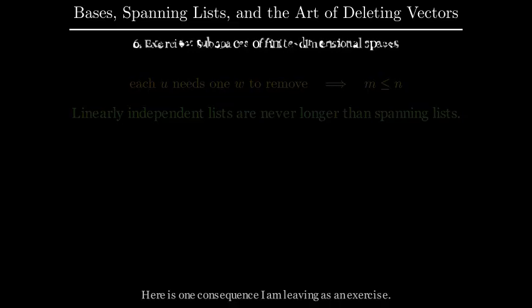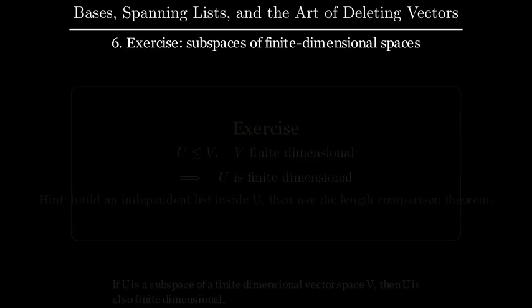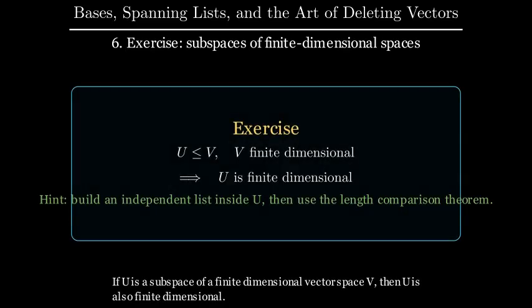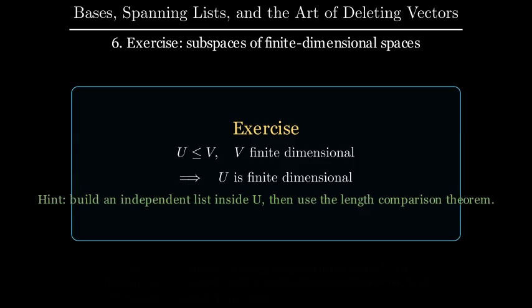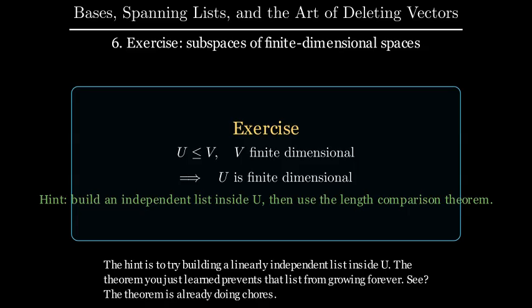Here is one consequence I am leaving as an exercise. If U is a subspace of a finite-dimensional vector space V, then U is also finite-dimensional. The hint is to try building a linearly independent list inside U. The theorem you just learned prevents that list from growing forever. See? The theorem is already doing chores.